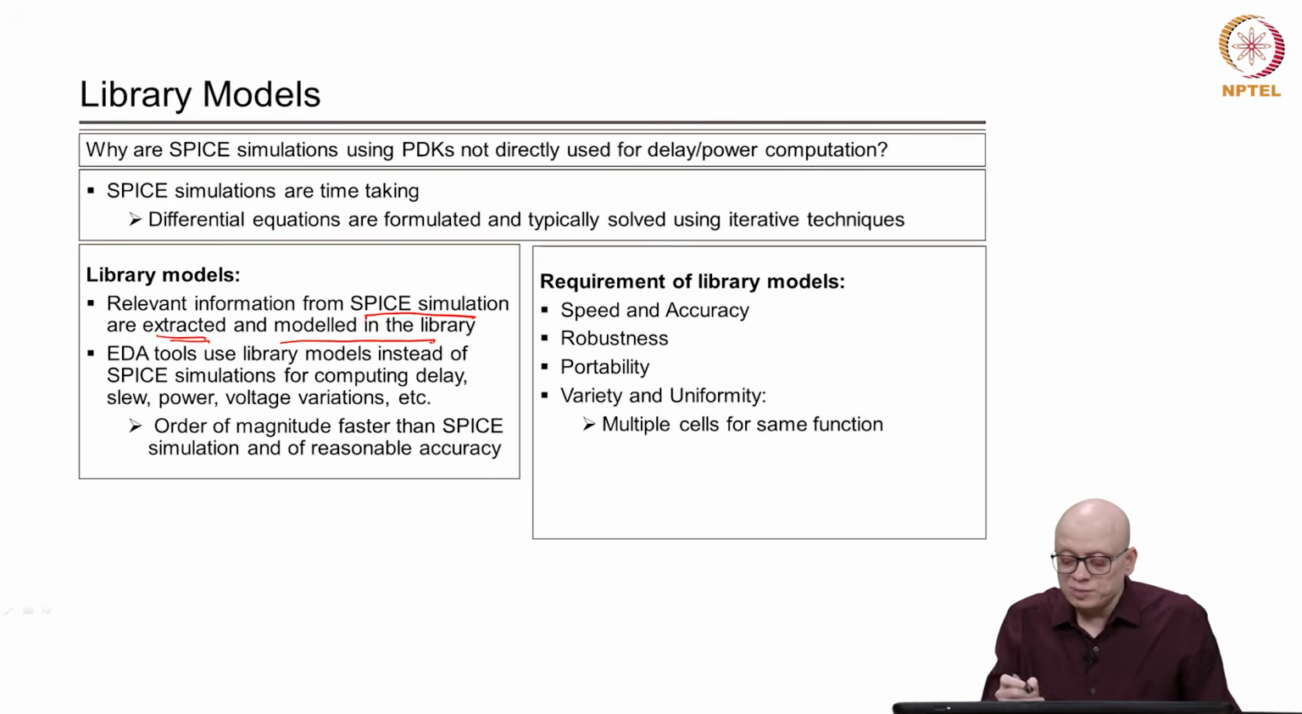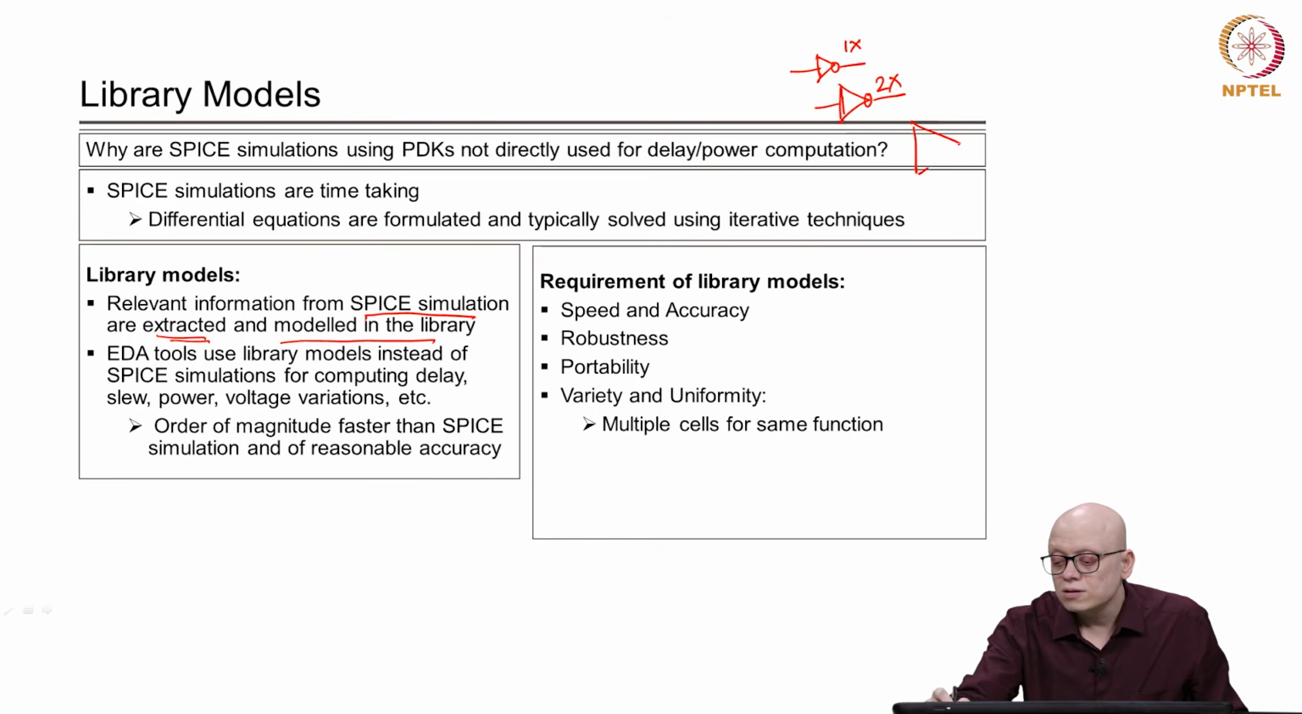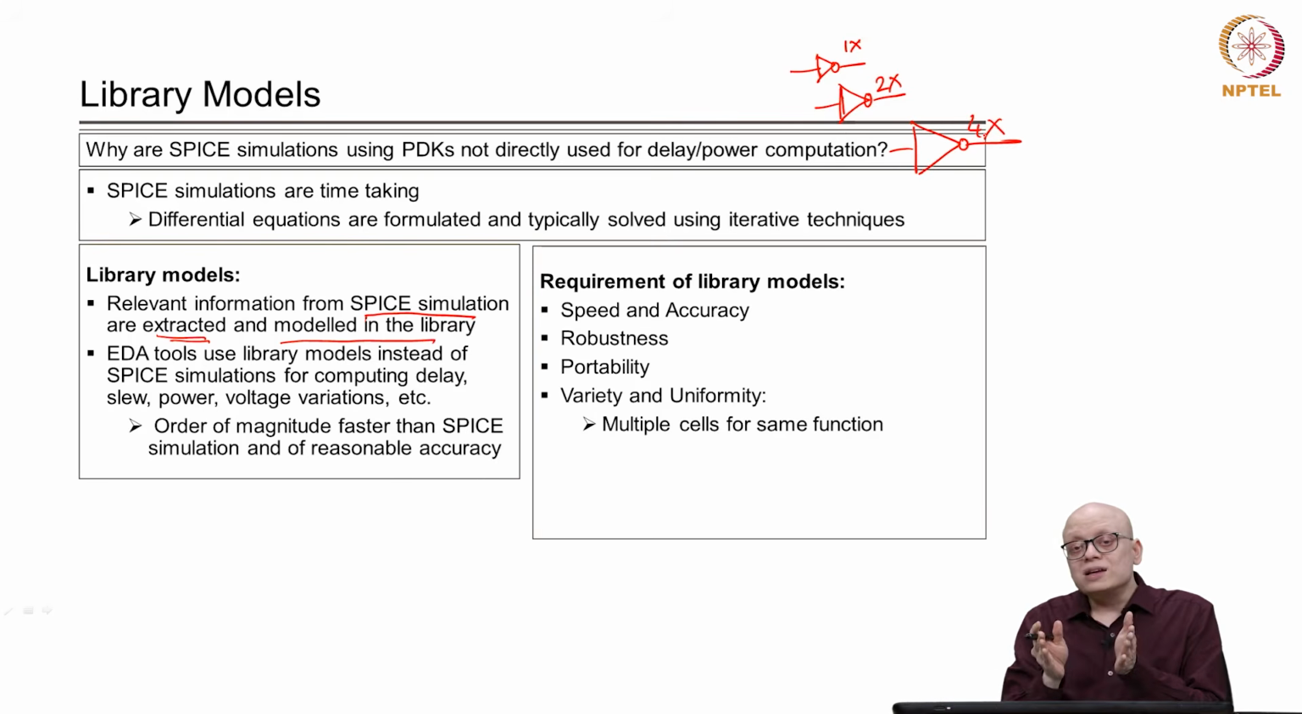So, by variety we mean that we should have multiple cells of the same function. For example, if we have, say, an inverter, we should have an inverter of size 1x, size 2x, size 4x, and so on. As we increase the size of the inverter, the drive strength will increase, and as a result it can drive the load faster, but at the same time it will incur more area on the wafer.